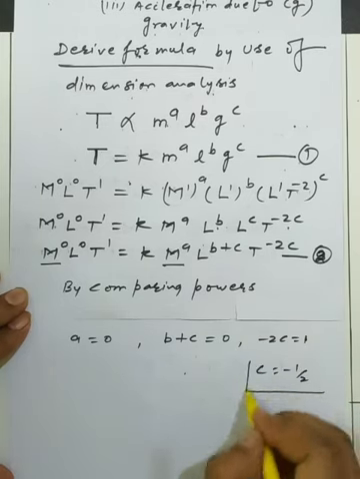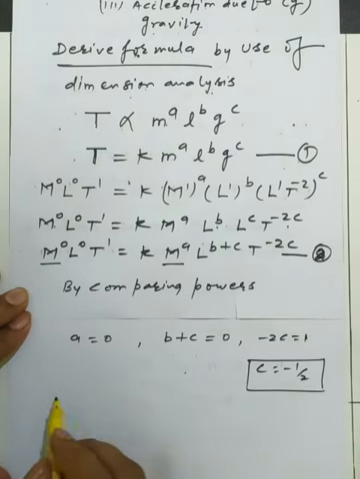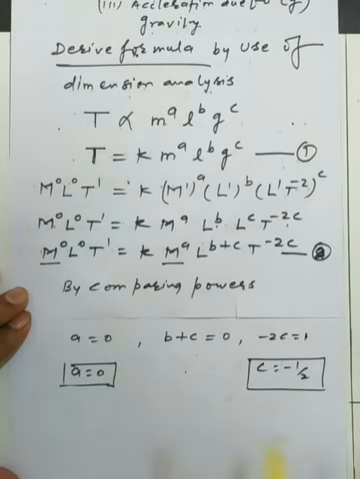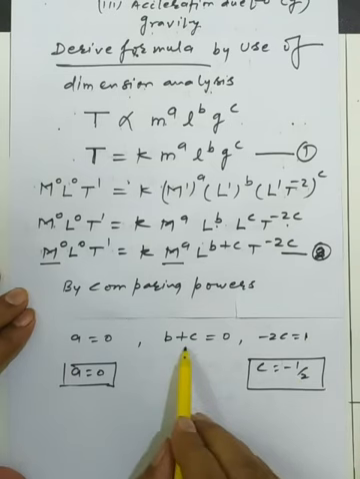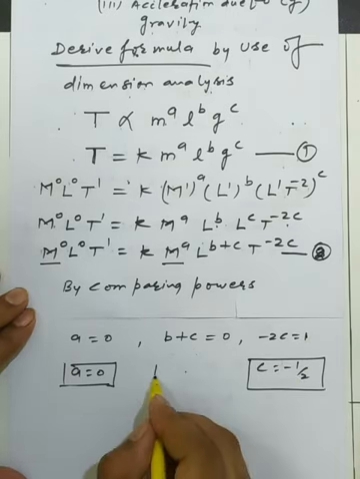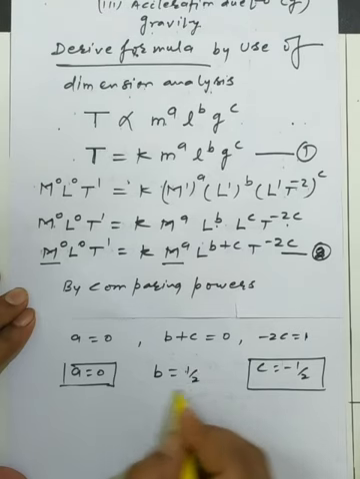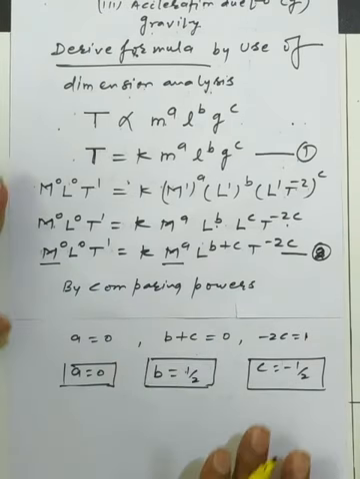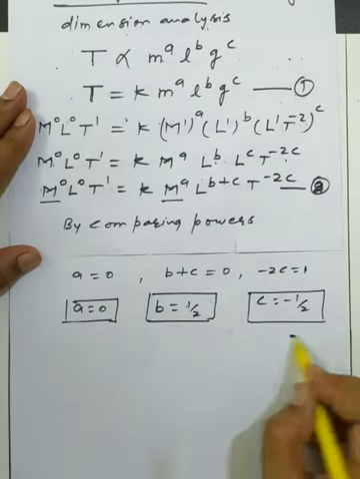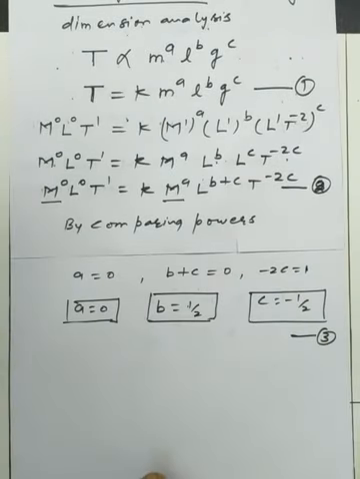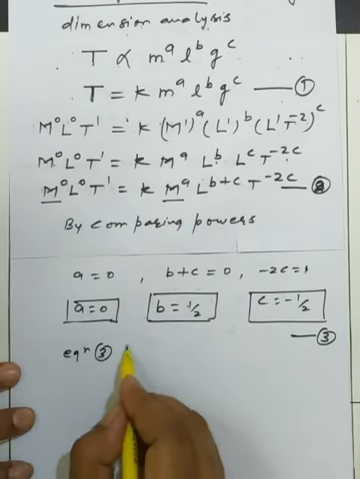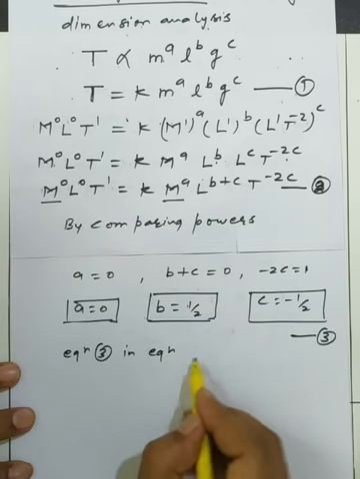So it is one of the values we have. A is equal to 0 we have already. This is one of the results we have. If we use the value of c in the equation b plus c equals 0, we get b is equal to 1 by 2. So these are the numerical values of the powers. Now we are using equation number 3 in equation number 1.